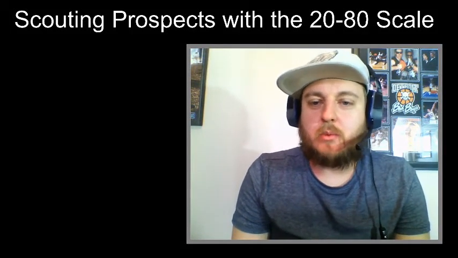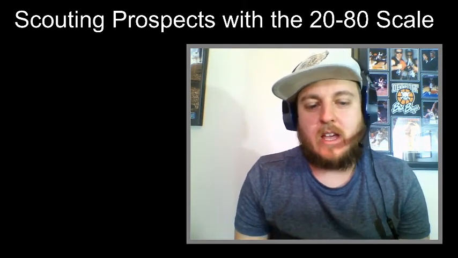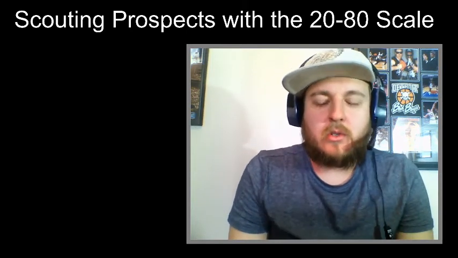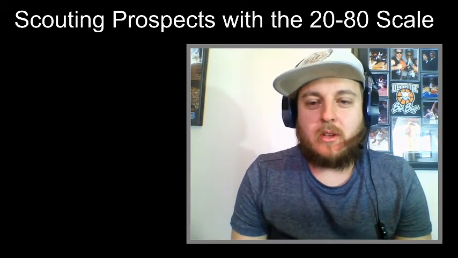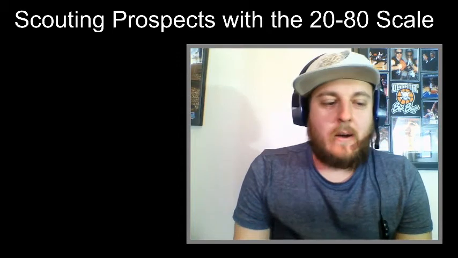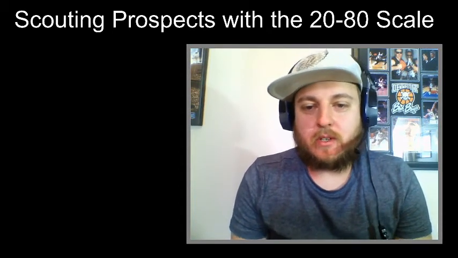Today I want to talk to you about how scouts actually judge our prospects and their overall talent compared to others. It's called the 20/80 scale, and it's something that a lot of people don't know. Even those in dynasty leagues don't usually look at this deeply enough. And I want to jump in and just give you a simple explanation of how this stuff works.